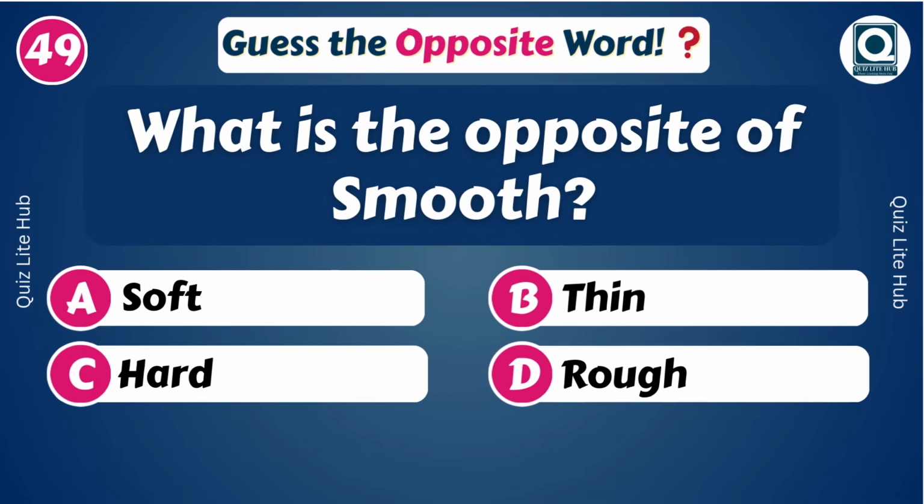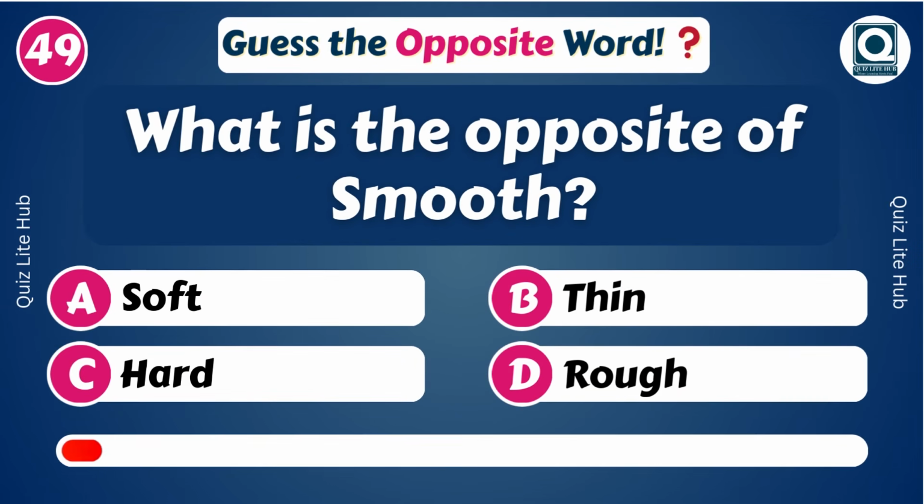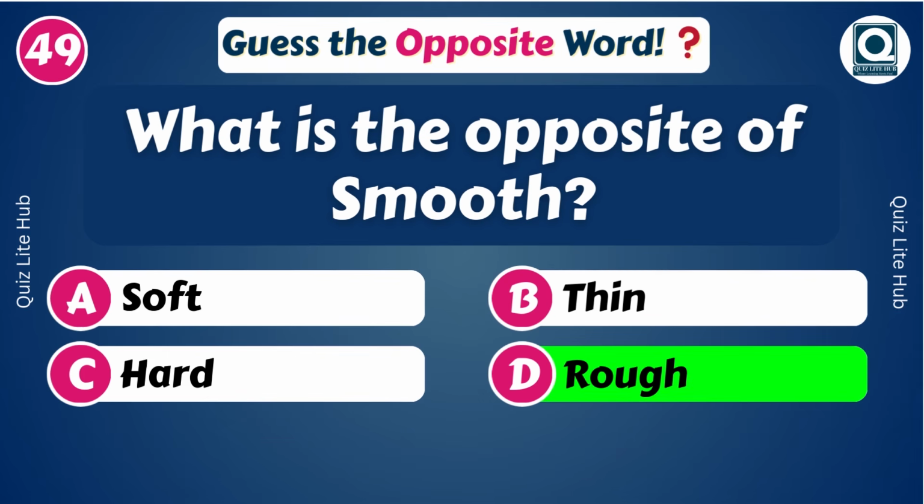Material check. Opposite of smooth. 4 words are shown. Pick the correct one. Correct. The answer is rough.